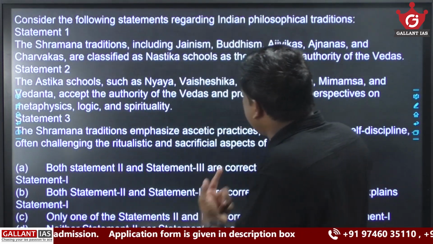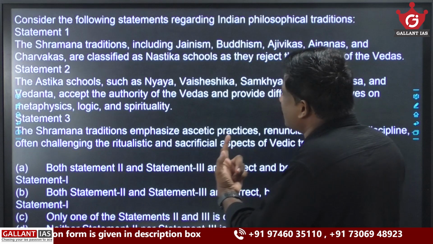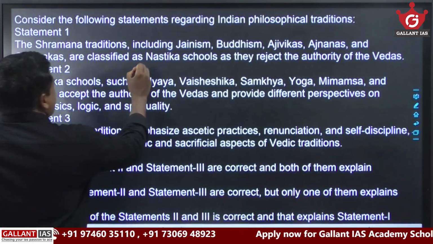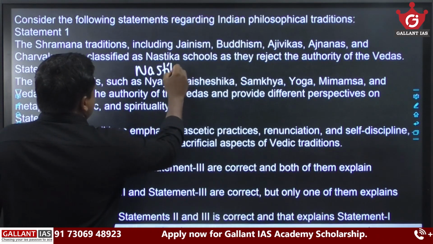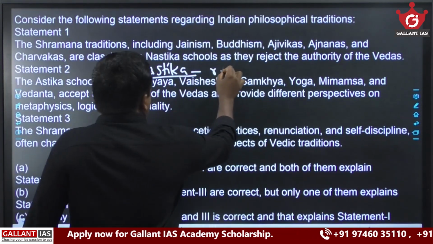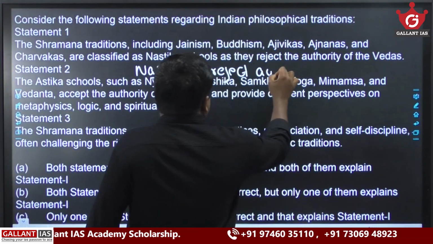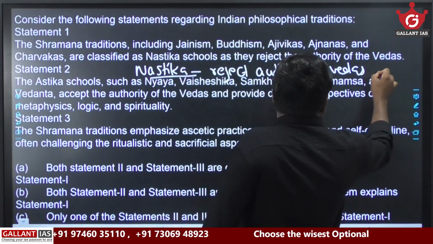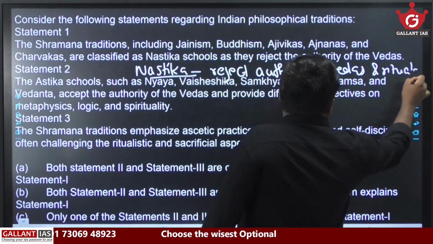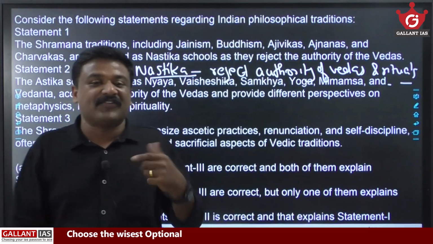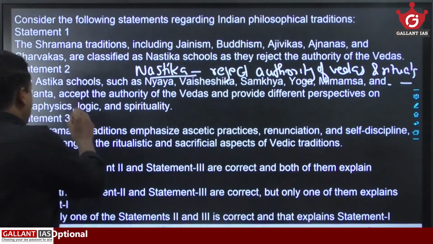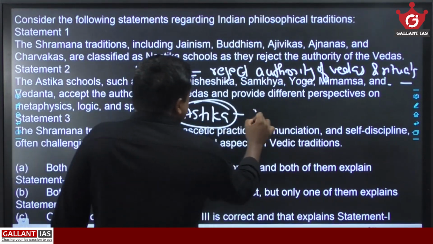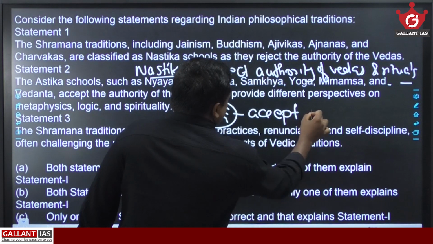So you must know the basic difference between Nastika and Astika. The basic difference is very simple. These Nastika schools, you must understand, reject the authority of the Vedas and rituals. On the other side, you see Astika schools. Astikas accept the authority of the Vedas.